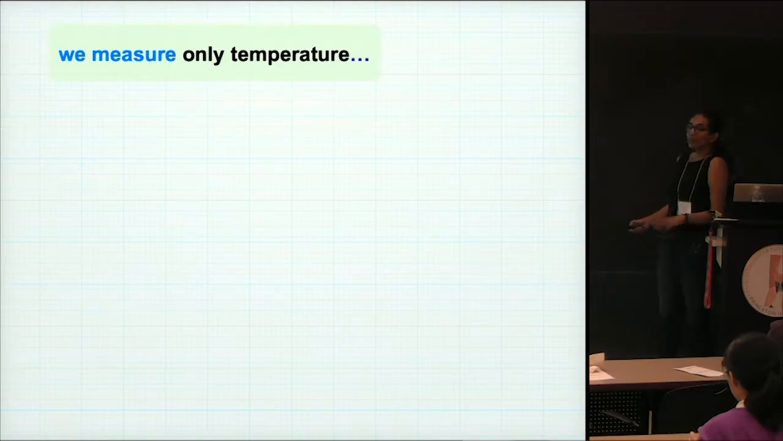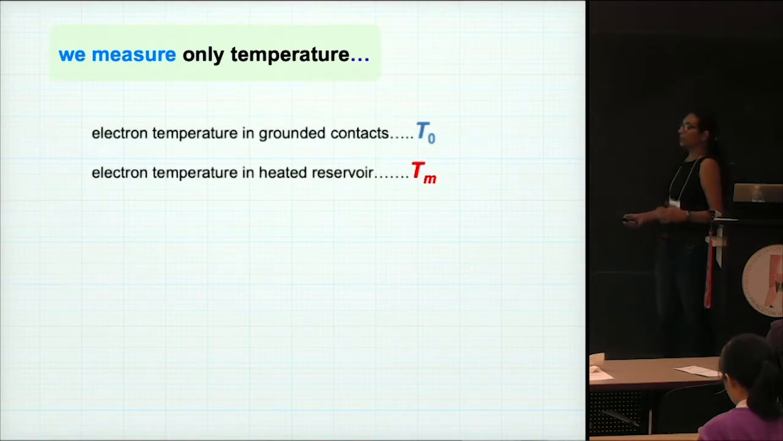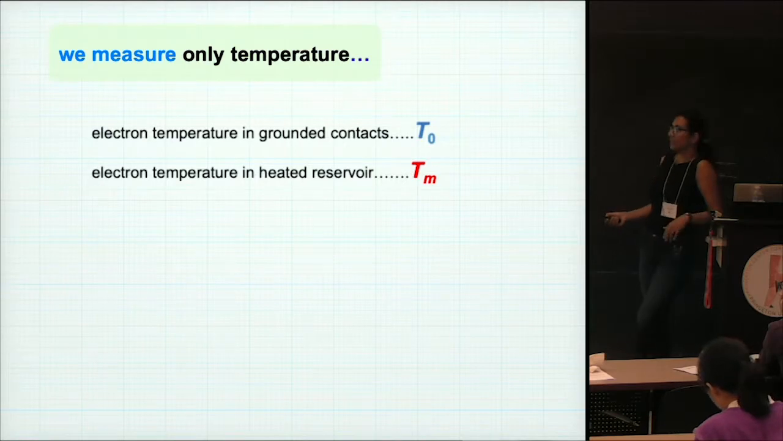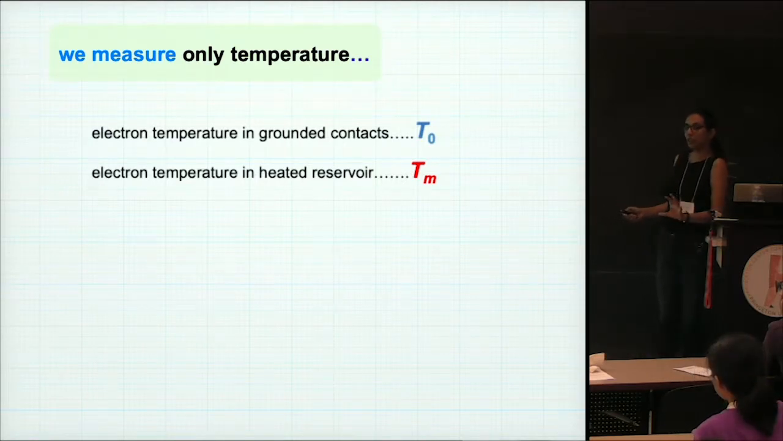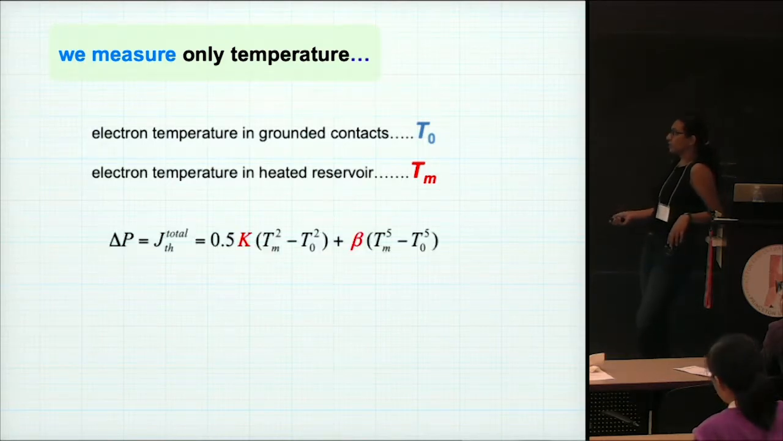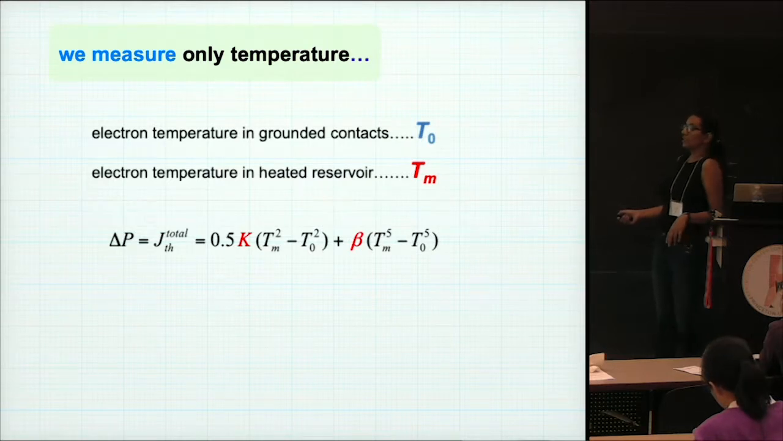Okay, and in the experiment we only measure temperature, namely nothing else but only temperature. And the electron temperature of the grounding contacts, namely the ground contacts mean the cold reservoir in the picture that I showed. So I have to know the temperature Tm, which is the highest temperature. Let's say there's this hot reservoir temperature, there's this cold reservoir temperature, and this is what we measure in the experiment. And delta P is the dissipated power, as I said. Like we dissipate power because, you know, it's a dilution refrigerator.